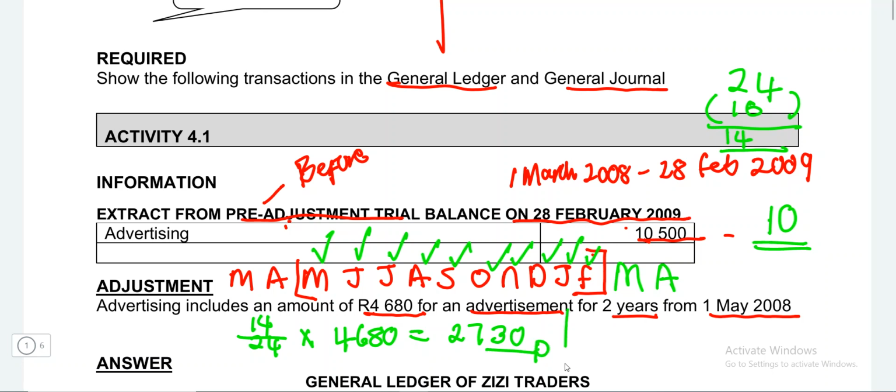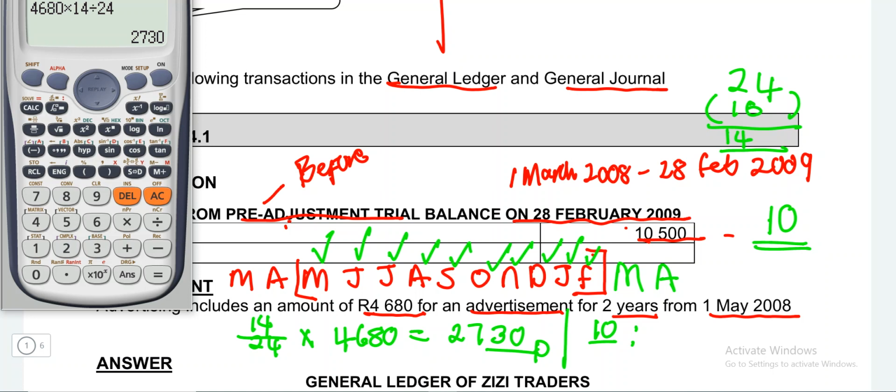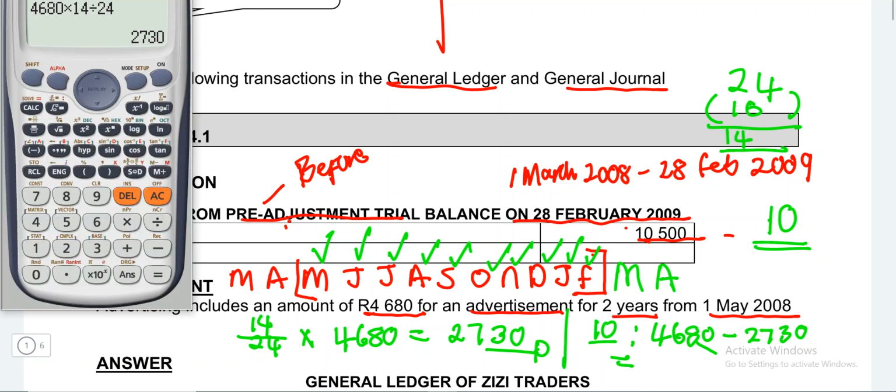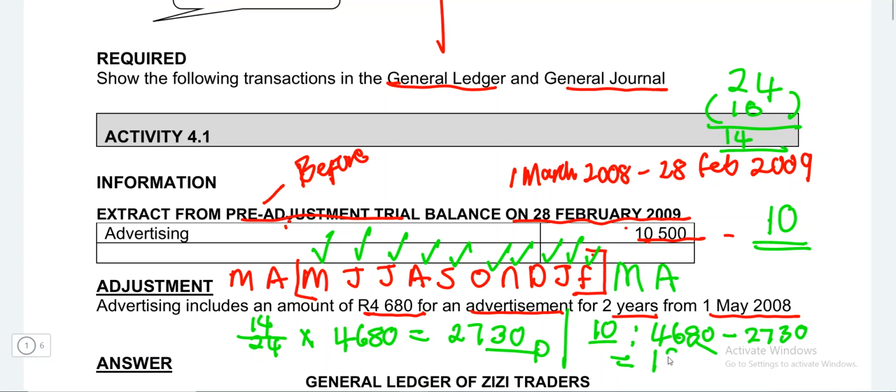So in other words, what we were supposed to pay for those 10 months that are within our financial period, it was supposed to be 4,680 minus 2,730. This is what we were supposed to pay. So that's what you must work out. Okay, so if we say 4,680 minus 2,730, it is giving us 1,950. So we are supposed to pay 1,950. This is what is supposed to be taken to the income statement.